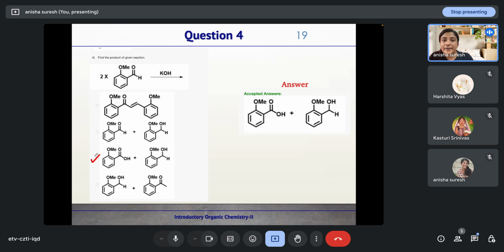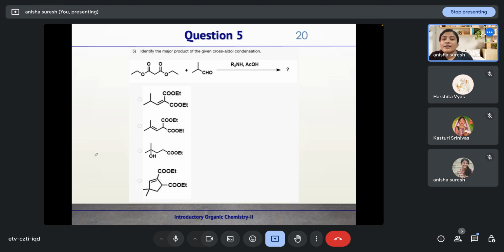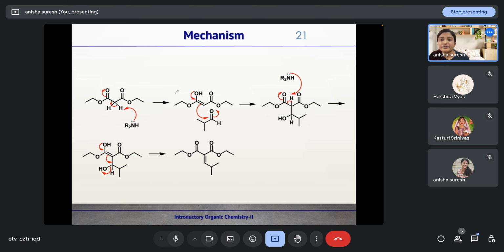Now coming to question number 5. Identify the major product of the given cross-aldol reaction. So a similar sort of reaction was discussed in the lecture as well, I think. So here a substituted amine is given, and an active methylene group is there, and this is the electrophilic coupling partner. So what will be the product that is forming? So let us see the mechanism.